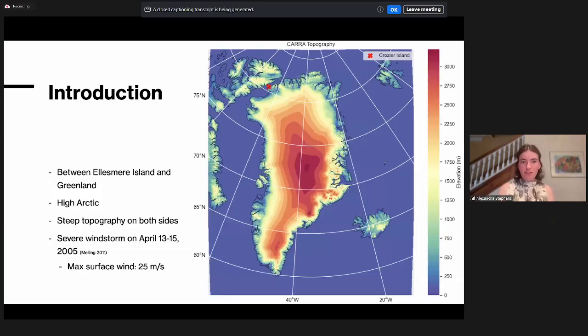So my animations are not working apparently, but the Nares Strait is located between Greenland and Ellesmere Island in the high Arctic. You can see where it is on the map here. It is narrow with steep topography on both sides of the strait. In April 2005, there was an ice camp set up near Crozier Island to study the strait, but a severe windstorm beginning April 13th destroyed it. The wind speed observed at the surface reached up to 25 meters per second, and on the figure, Crozier Island, which is the approximate location of the camp, is marked by this large red X.